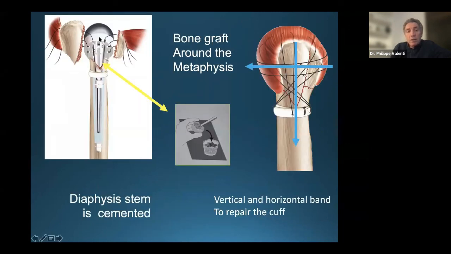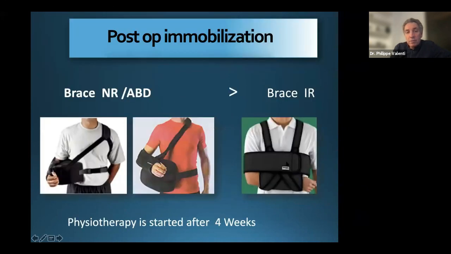So I also do a biceps tenodesis, of course. Regarding the potential healing of the tuberosity, we use a bone graft around the stem, a special stem. We use cement for the diaphysis because there is no metaphyseal part for the fixation of the stem. And we use this system of vertical bands and horizontal bands.